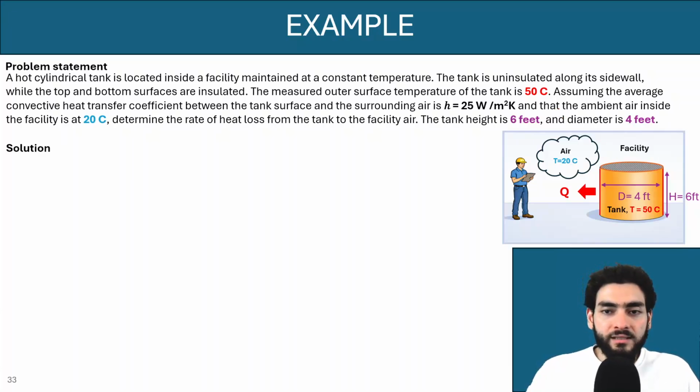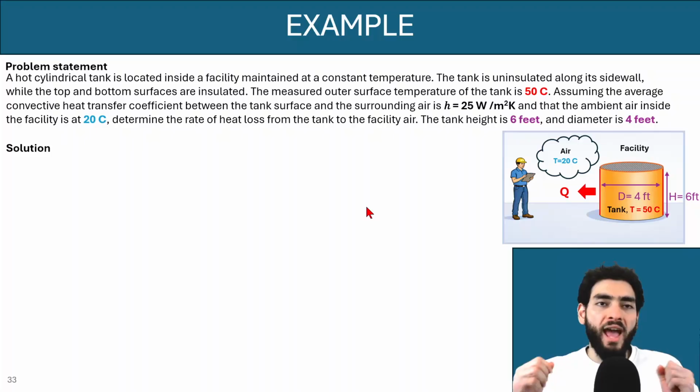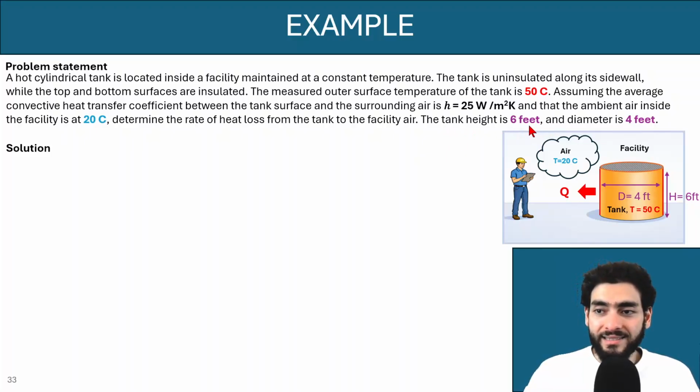Now, let's make an assumption, and let's assume that the average convection heat transfer coefficient between the tank and the surrounding air is 25 watts per meter squared per Kelvin, and that the ambient air inside the facility is about 20 degrees Celsius. The question here is asking you to determine the heat loss from the tank to the facility air. Let's assume that the tank height is 6 feet and the diameter is 4 feet.